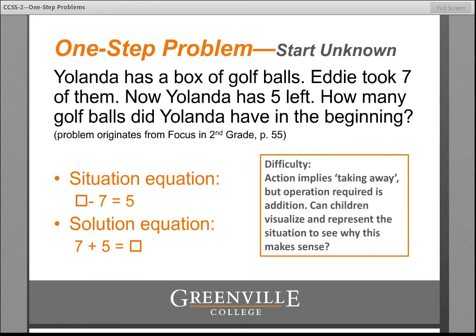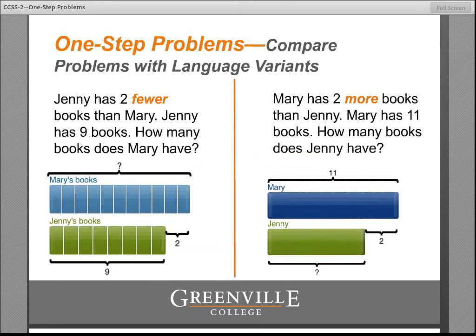So we're going to think about how to use some visual tools to illustrate that. And we're going to come back to that in a minute. But first, I want to actually show the other really hard type of problem that second graders are expected to master. And that's compare problems with language variants that are somewhat misleading. So in the first problem, the word fewer would cause many students to want to subtract, but it's actually addition.